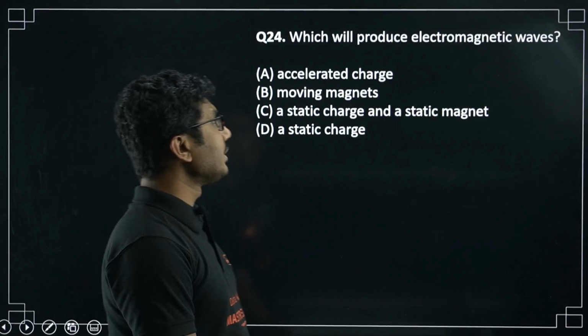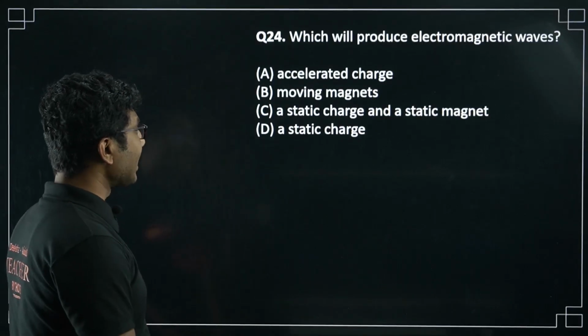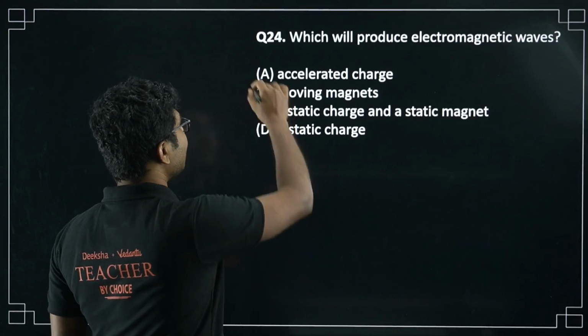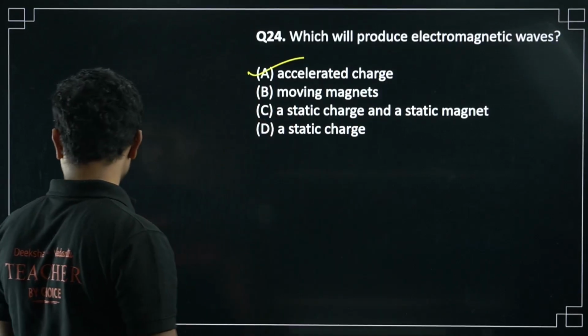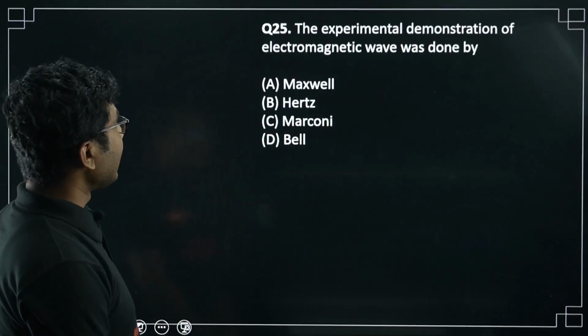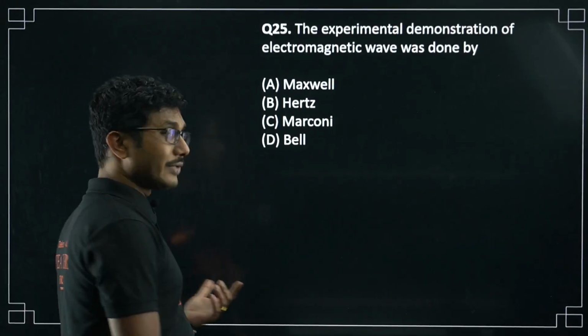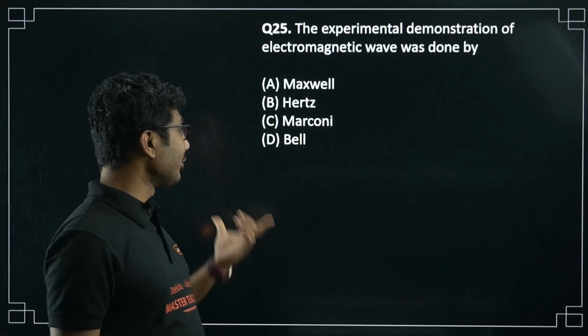Which will produce electromagnetic wave? Accelerated charge, moving charge, magnets, static charge and a static magnet, a static charge, accelerated charge. Similar question but slightly language difference. The experimental demonstration of electromagnetic wave was done by Maxwell, Hertz, Marconi, Bell.